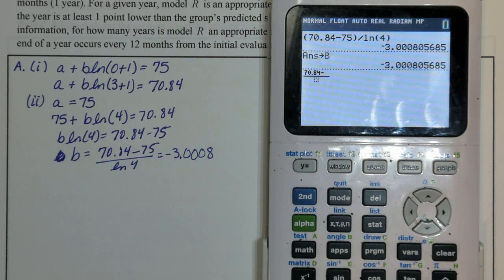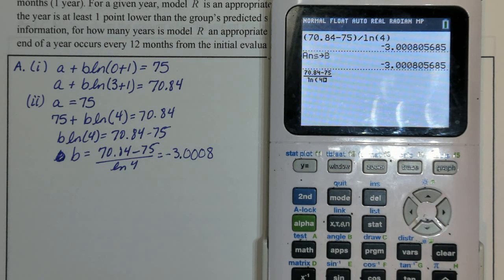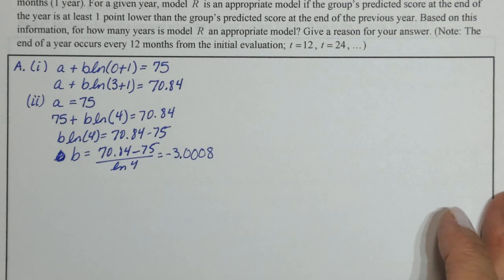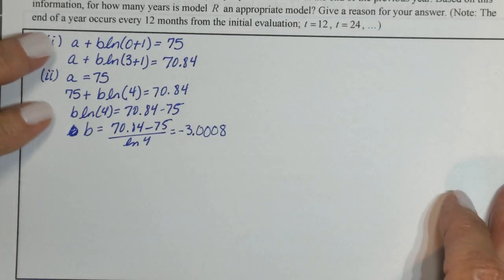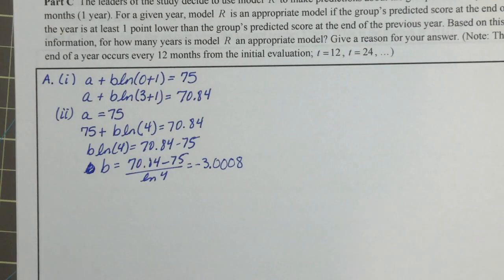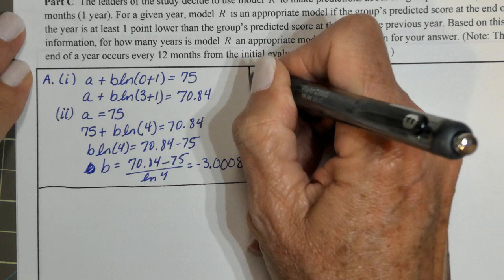70.84 minus 75 on top, ln of 4 on the bottom, and we still would have gotten that same value. Okay? So part A is done. Part A is the easy part of this problem. Let's go to part B. But part A already got me 2 points. So on your actual test, you will be told exactly where to write that answer.